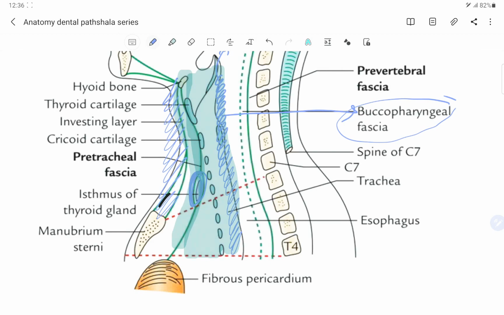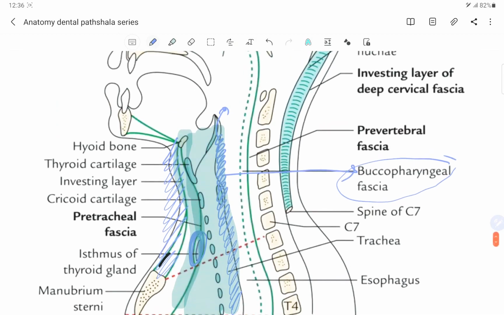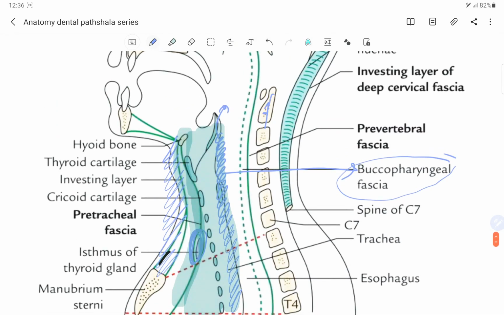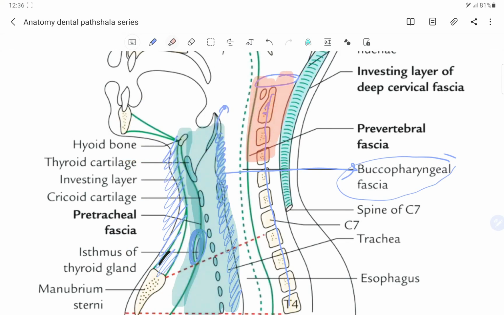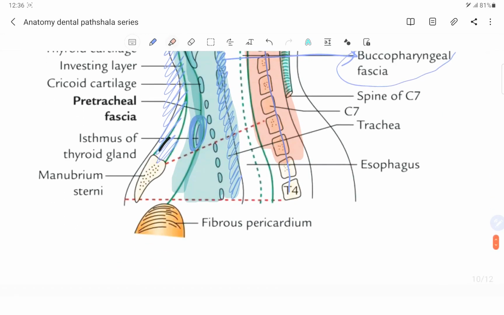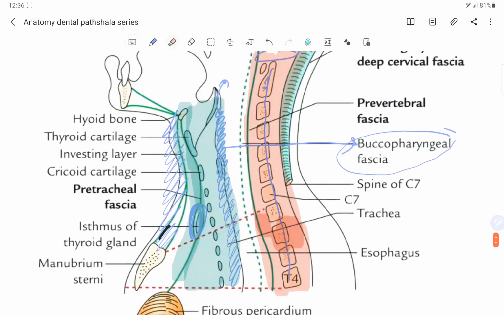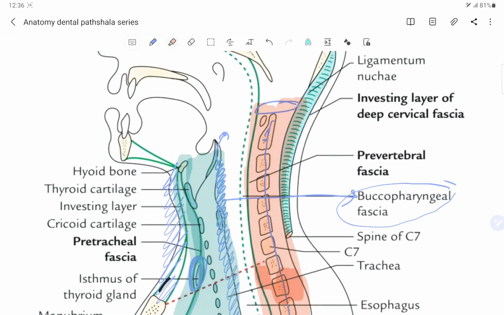Once we remove the pretracheal fascia, we can see the trachea, the esophagus, and behind the esophagus, the buccopharyngeal fascia. Now we have the vertebrae. So these are the vertebrae, guys. Enclosing these vertebrae, we have the prevertebral fascia, which encloses the vertebrae and the paravertebral muscles.